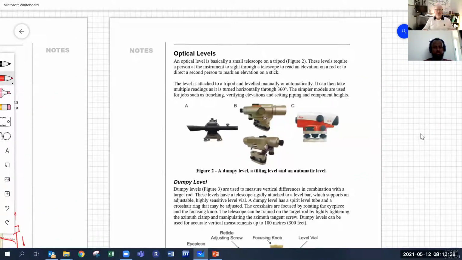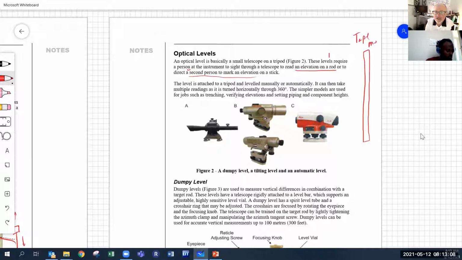Now, optical levels. And basically what these are, telescopes. They're small telescopes on a tripod. But these levels require a person at the instrument to sight through the telescope. And we need a person with an elevation on a rod. This is the second person. And that rod that they read is basically a tape measure, right? That's all it is. It's just a tape measure with numbers on it so we can determine what height it is from the bottom. That's all we're doing, really.